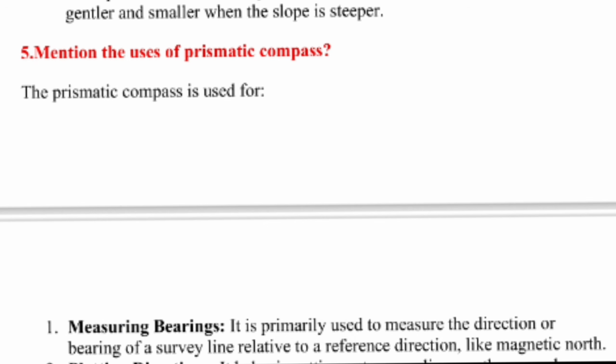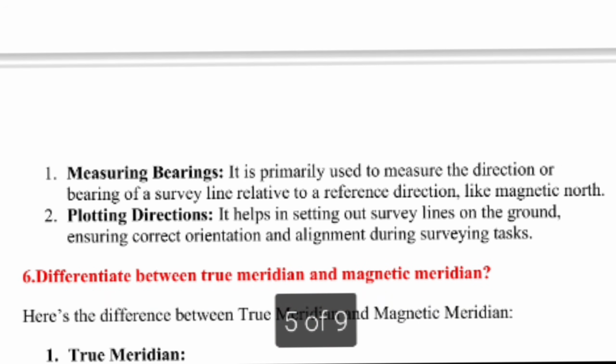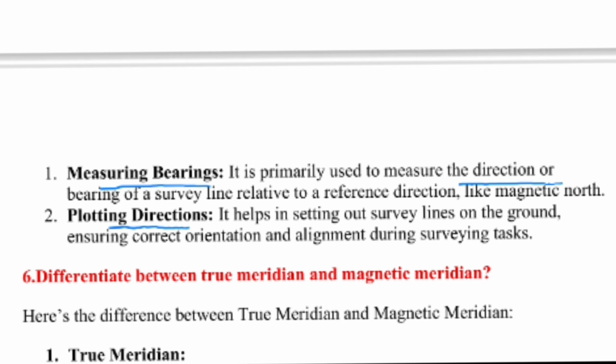Next, mention the uses of the prismatic compass. One is measuring the bearings and plotting the directions. Measuring the bearings is nothing but measuring the direction of the line with respect to the reference direction, magnetic north. And it is used for setting out the survey lines on the ground, ensuring the correct orientation of an object as given by the task.